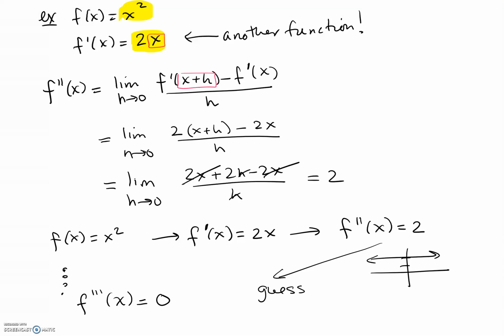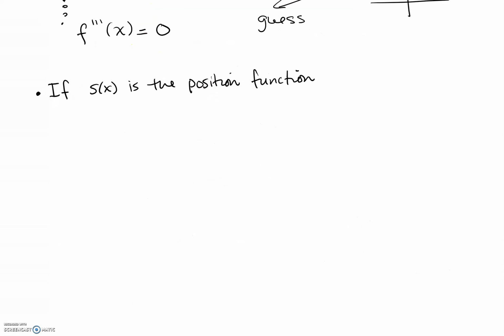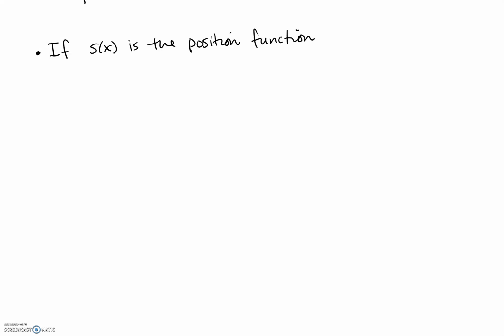Now, how does this relate to a concept we've looked at before, which was position and velocity? We had looked at this idea earlier that if s of x is the position function, and we look at the change in s over the change in t, and we make, of course, t go to 0, keep making the time interval smaller and smaller, we would get s prime of x, which would be the instantaneous velocity. So the instantaneous velocity function was just the derivative of the position function. We'll call that v instantaneous.